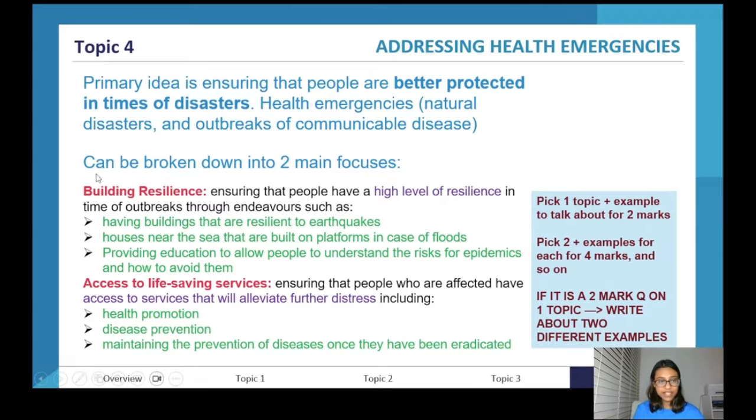So what I mean by that is if it's a 2-mark question, but it's on like building resilience, which I don't know if that'll come up a lot, but if it is on building resilience, and if it's on a specific focus, then definitely go into more depth as you do and use 2 different examples just to hedge your bets and make sure you're maximizing your marks.